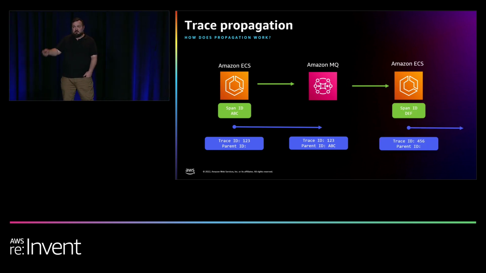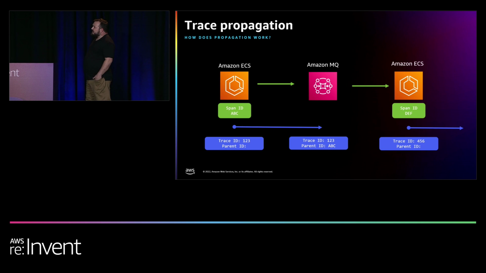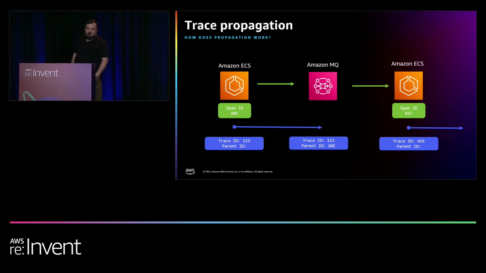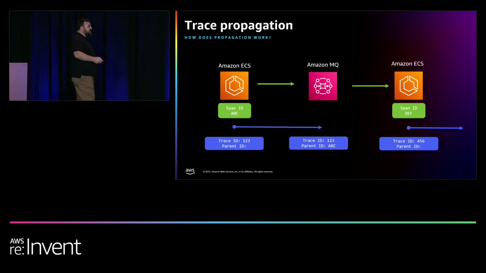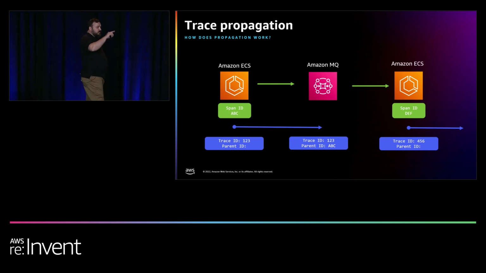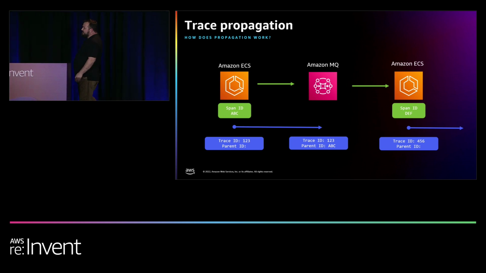And then say we have another ECS Fargate container and it's pulling something off the queue. Well, there's no context for it to pull off. So what this will end up doing is you'll have a dangling trace. You'll just see basically two Lambdas and they won't be connected whatsoever. So this is a dangling trace problem.